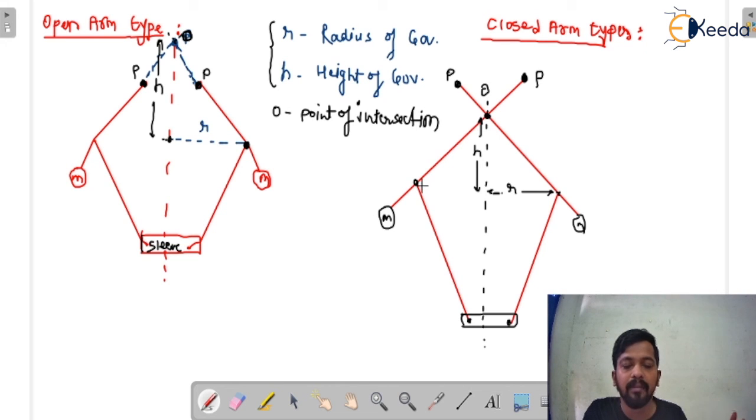In the next we will study the types of centrifugal governor, such as the Watt governor, the Porter governor and the Proell governor.